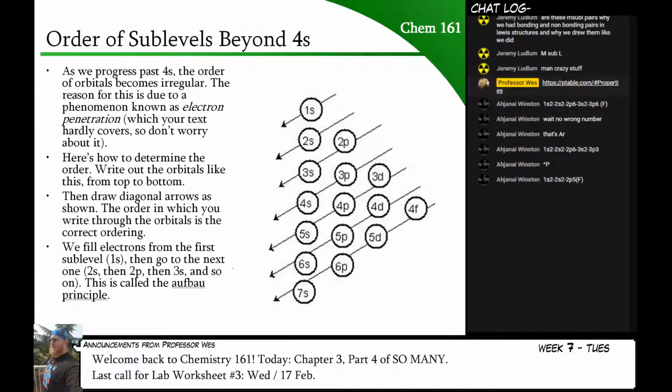But do know that this is the order of how you fill our electrons. Now, why does this happen? There's a bunch of text on this screen. And there's a phenomenon called electron penetration. The old textbook that I had went into this for a lot of discussion, and we're going to touch on it a little bit later when we talk about Z effective.